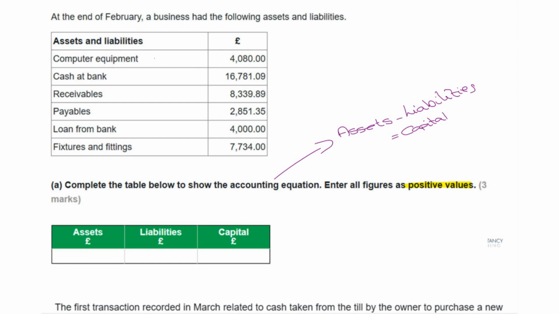So computer equipment is an asset. Cash at bank, so that's cash that we've got in the bank, which is an asset. Receivables, so that's what our customers owe us, so that's an asset. Payables, that's what we owe to our suppliers, so that's a liability. We have a liability to pay our suppliers. Having a loan from the bank is another liability, and fixtures and fittings is an asset. So we're going to add all of our assets together and then we're going to take off the liabilities.